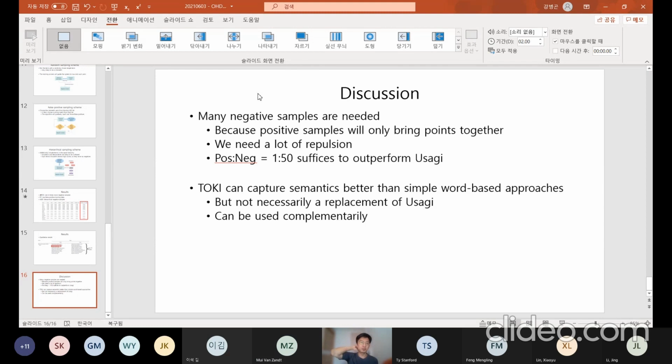So apparently we do need a lot more negative samples than positive samples. Although a 1 to 50 ratio is sufficient to yield good enough results, that's mostly because there are only a very limited number of positive matches, and you need a much stronger repulsion force to push away those negative matches. I was quite surprised that we only needed 50 in terms of the ratio. I was expecting at least 100 or 200 maybe. But maybe this was just a small case.